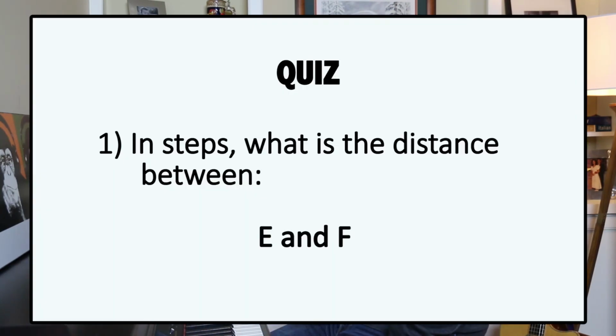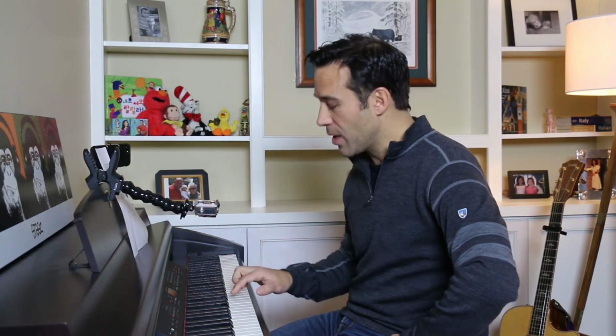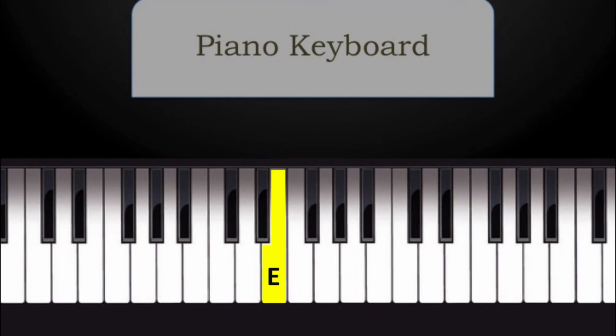All right. Question number 3, a little bit harder here. What is the distance in steps between E and F? All right, let's find E and F. E is the elephant. F is the front door from the house. What do you think? If you said 1/2 step, that is correct. There is no black key between the E and the F, so going from this white key, E, to F is going to be 1/2 step.